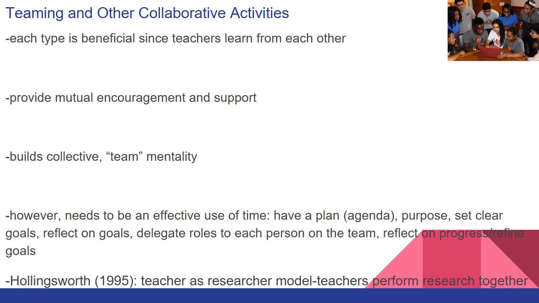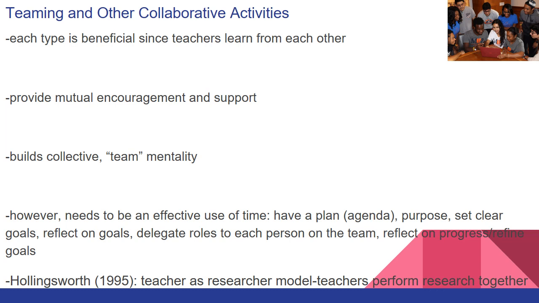Furthermore, a team should delegate roles to each person so that each person is involved and has a responsibility and an active position in the team and can feel like they're having an important role on the team. Finally, teams also must reflect on their progress and, if needed, refine their goals based on whether or not they've been successful in accomplishing them.